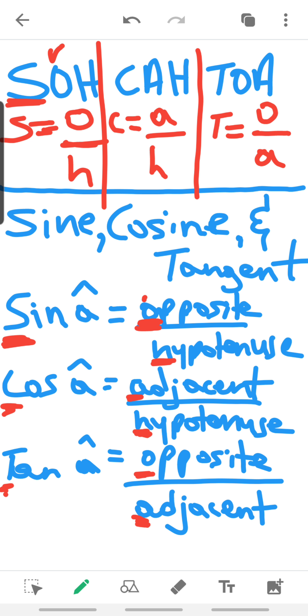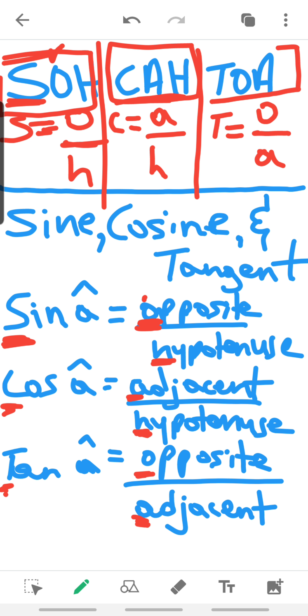So therefore, if you're ever wondering how am I going to remember these things, you use your SOHCAHTOA. So SOH tells you that sine is equal to O over H, which is opposite over hypotenuse. CAH tells you that your cosine is equal to A over H. And then finally you have TOA, which tells you that T is equal to O over A. So SOHCAHTOA helps you to remember these, and it won't be difficult as you get more and more practice with these, okay?